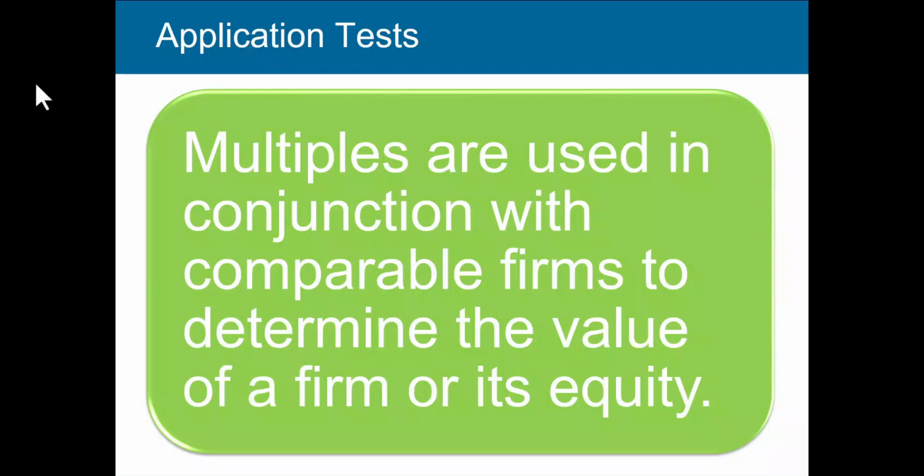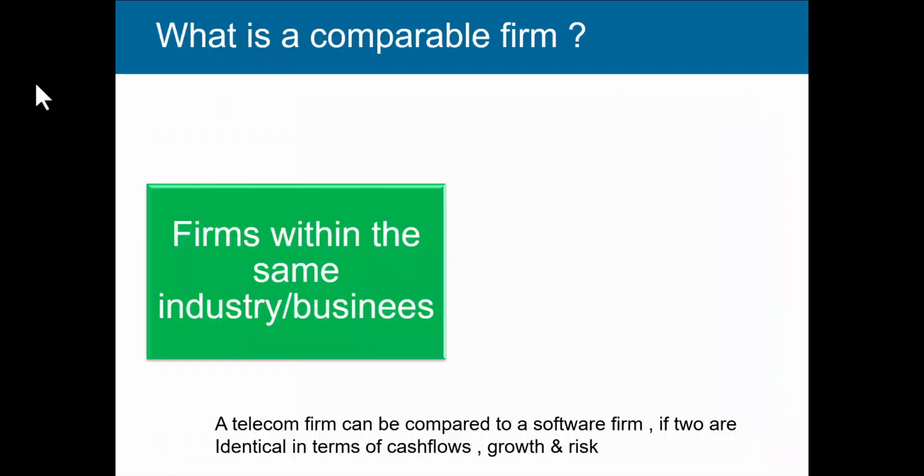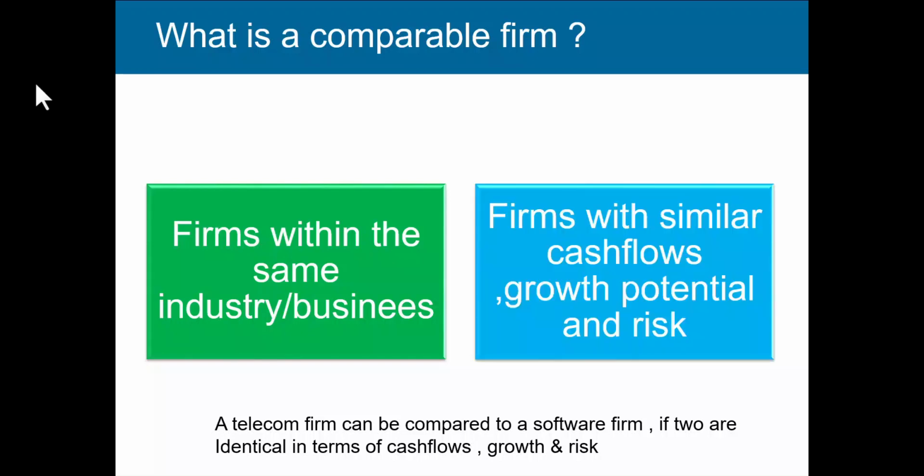So either we use the firm multiples or we use equity multiples. Okay, fine. Firms within the same industry or business. So what is a comparable firm? First of all, definition: firms with the same industry or business. So normally we look for that. Okay. Firms with similar cash flows, growth potential, and risk.